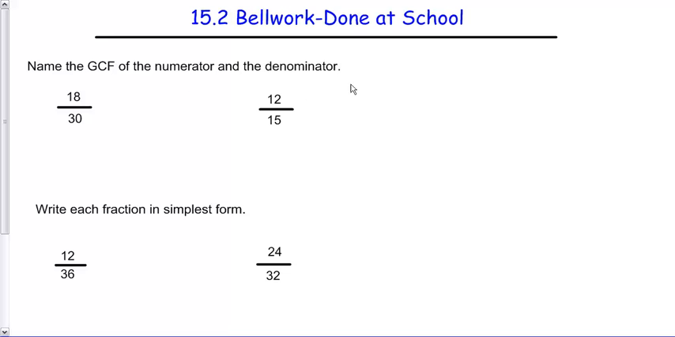So here's what the bell work looks like for tomorrow. Good luck, and see you tomorrow.